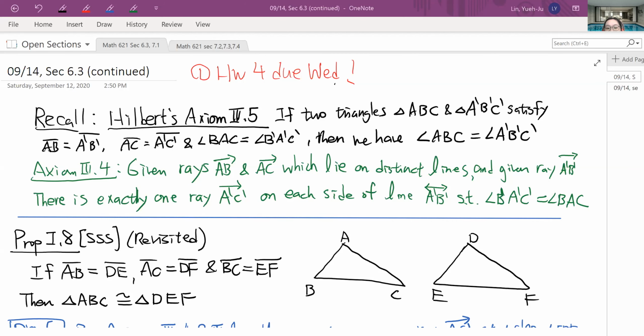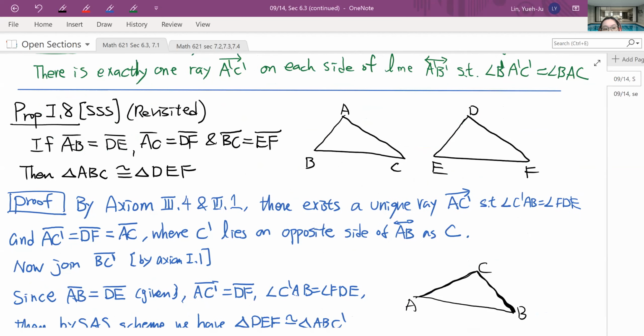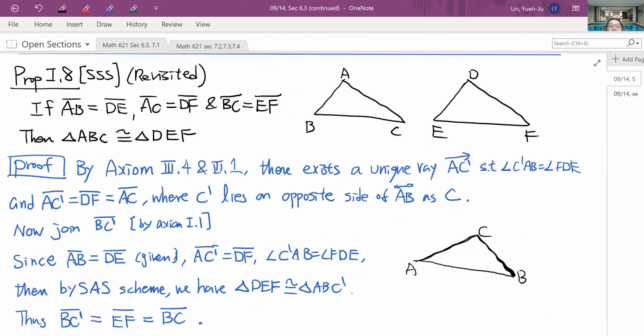Axiom 3.4 also tells you that you can reproduce an angle on either side of the line. I just want to briefly mention it because we're going to use it in a minute. Last time we started proposition 1.8, the SSS. Let me remind you: if AB equals DE and AC equals DF and BC equals EF, I want to prove that these 2 triangles are congruent. Congruent means that every corresponding side and angle are all equal.